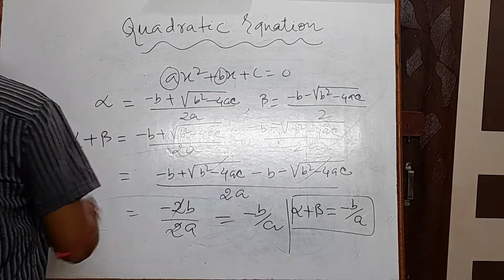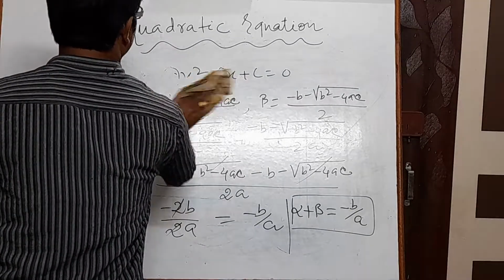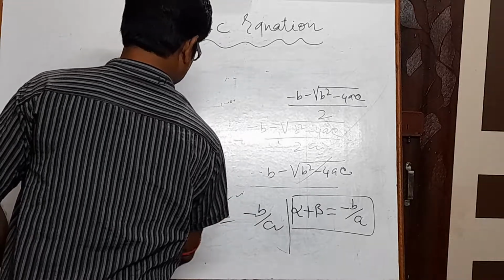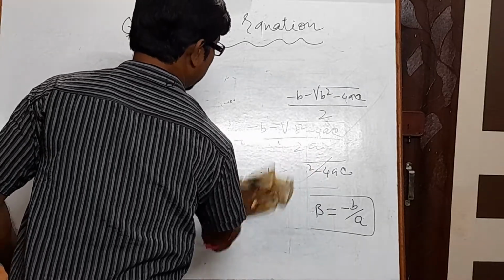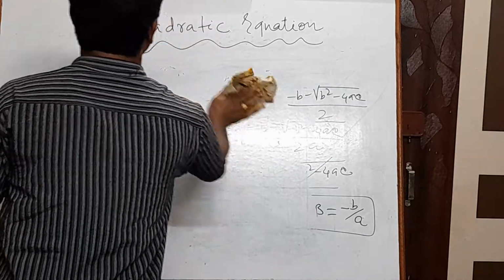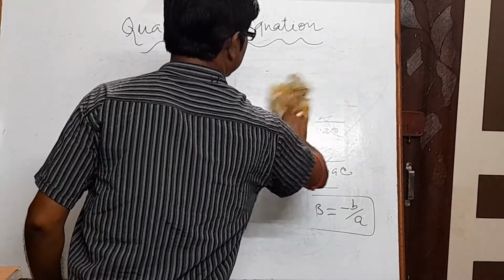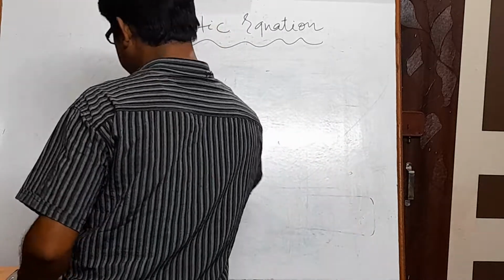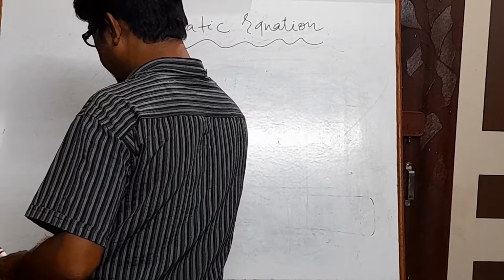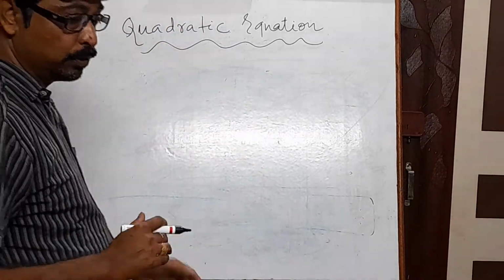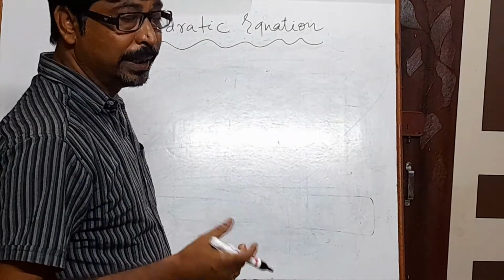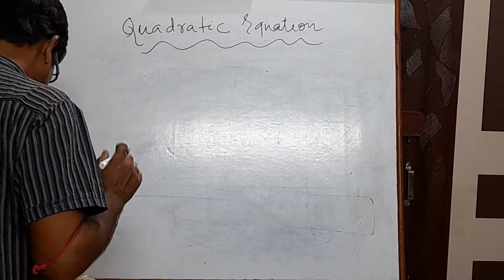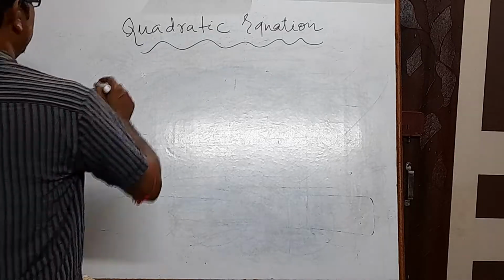Next, how to find the product of the roots? That is, if we multiply the two roots, the positive root and the negative root. Remember one thing, I am saying positive root and negative root, but it is not necessary that every time the roots will be positive and negative. Maybe both roots will be positive, maybe both roots will be negative. It depends upon the discriminant.